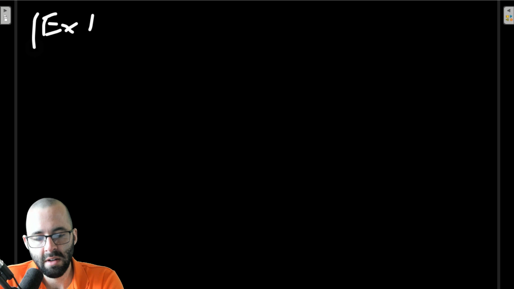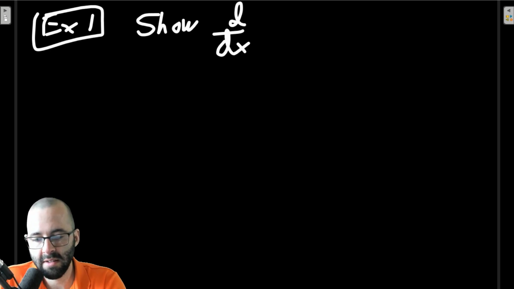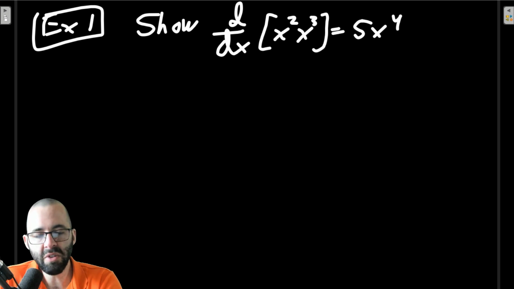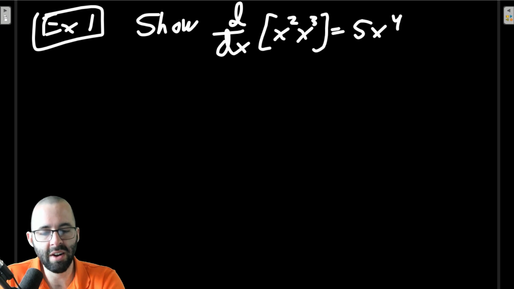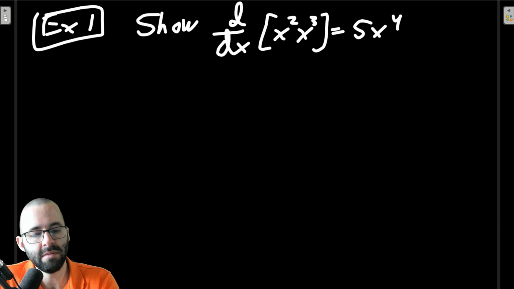Example 1. Show that the derivative with respect to x of x squared times x cubed equals 5x to the fourth. Hopefully at this point, you also know how to take this derivative without the product rule, right? You say, well, x cubed times x squared, that's x to the fifth. You just add those exponents. The power rule on x to the fifth is 5x to the fourth. So this is just practice using the product rule, even though we know how to do this the other way.